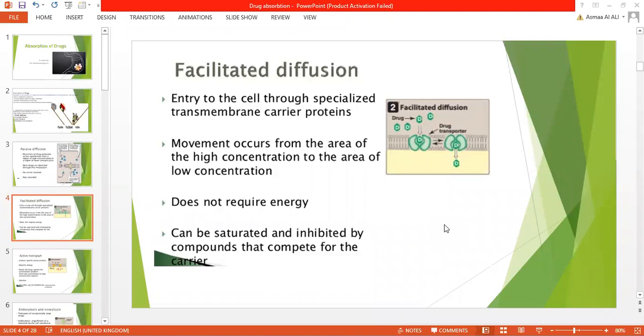So, as we said, facilitated diffusion is also moving the drug from the area of high concentration to the low concentration. It does not require energy, but here entry to the cell is through a carrier protein. This carrier protein undergoes, as we said, some change which allows the passage of a drug or endogenous molecule into the interior of the cell, moving them from the area of high concentration to the area of low concentration.